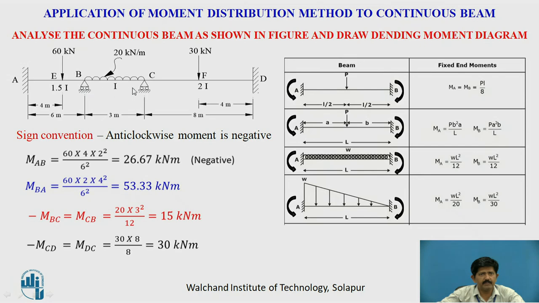Now span BC is having a UDL throughout its length. So, minus MBC is equal to plus MCB, that is WL square by 12, that is 15 kilonewton meter. And again here span CD is having a point load at the center. So, minus MCD is equal to plus MDC is equal to PL upon 8, that is 30 kilonewton meter.